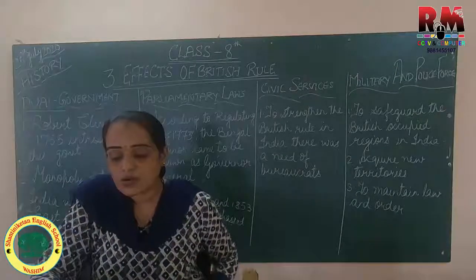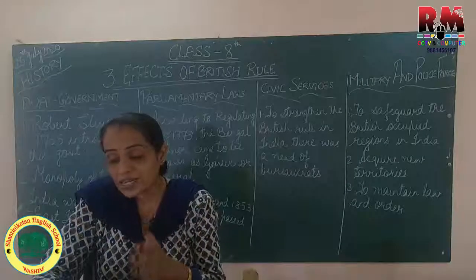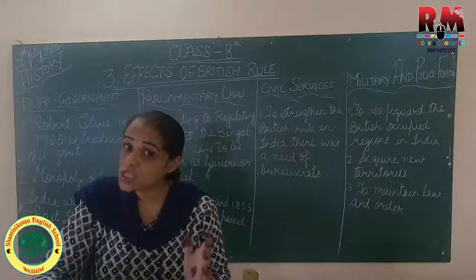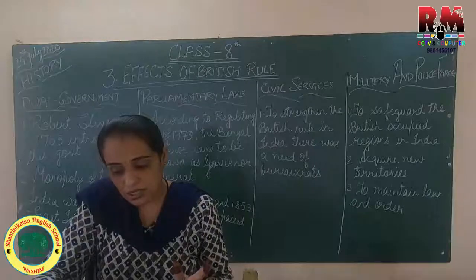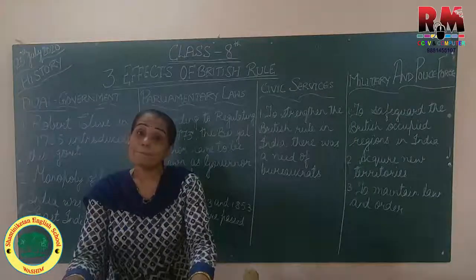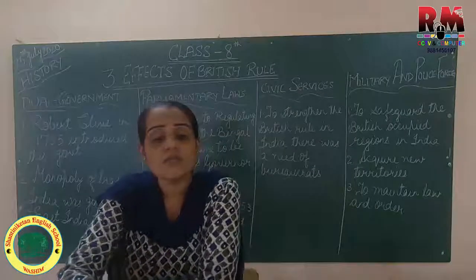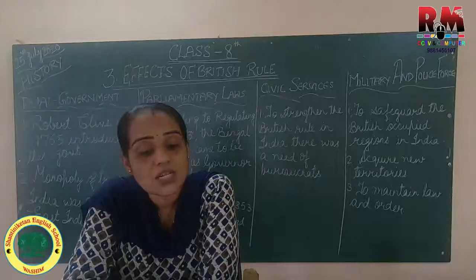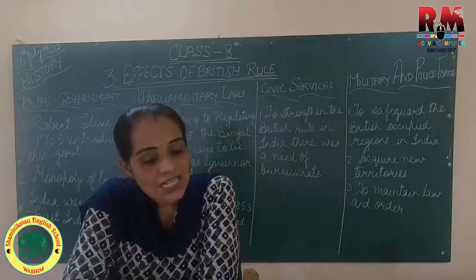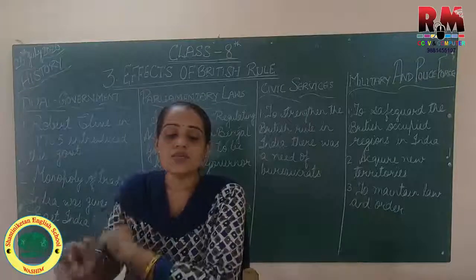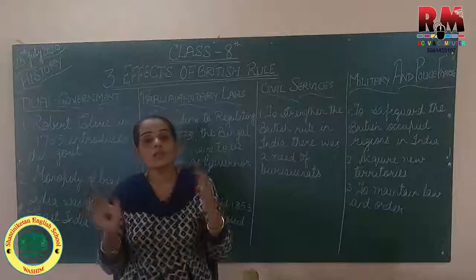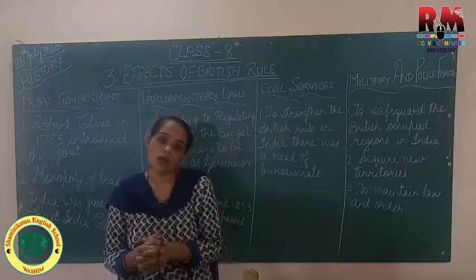For the convenience of administration, he divided the British occupied territories into districts. The district collector was the chief of district administration. He was responsible for collection of revenue, giving justice, and maintaining law and order. The officers were appointed through competitive examinations known as Indian Civil Services, like we do today, ICS, so that they could look after all the management going on there.